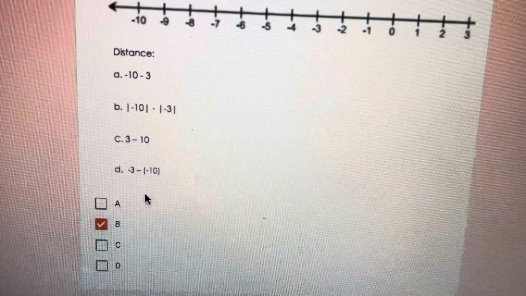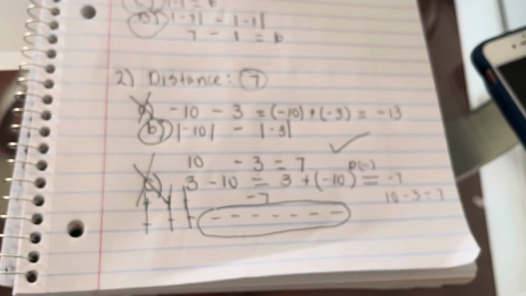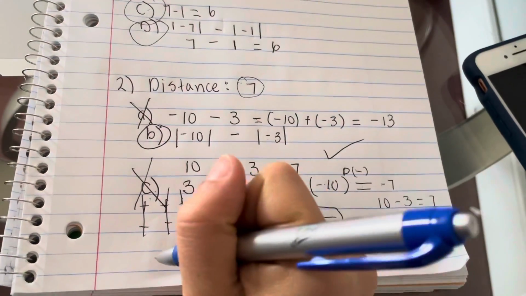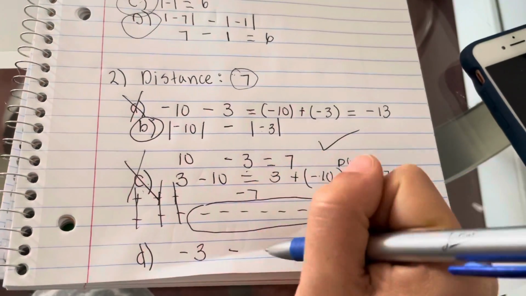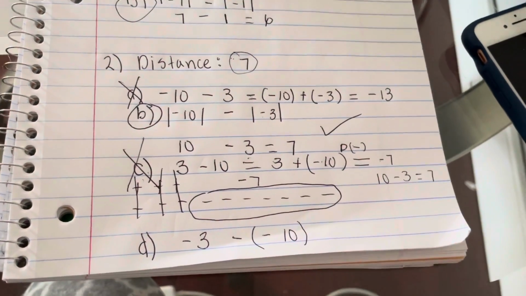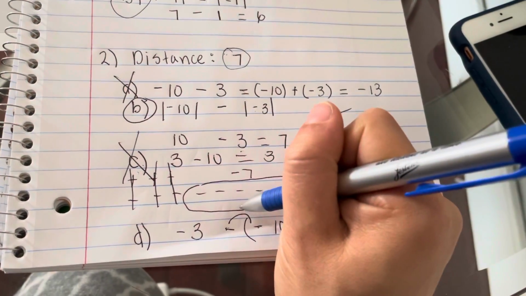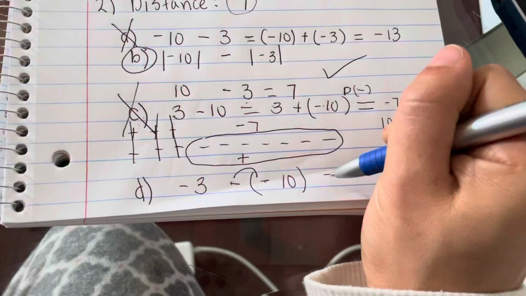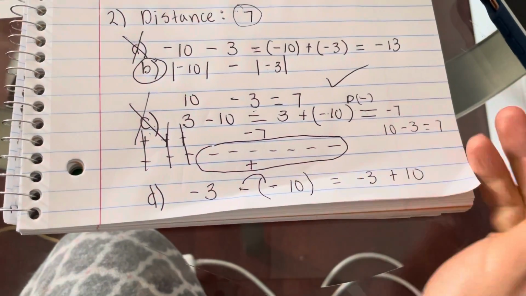Okay, so we're going to do one more here, which is -3 minus -10. Sorry. Okay, so here we have D, -3 minus -10. Okay, first thing I know is the two negatives facing each other become a plus. So that equals -3 plus 10.